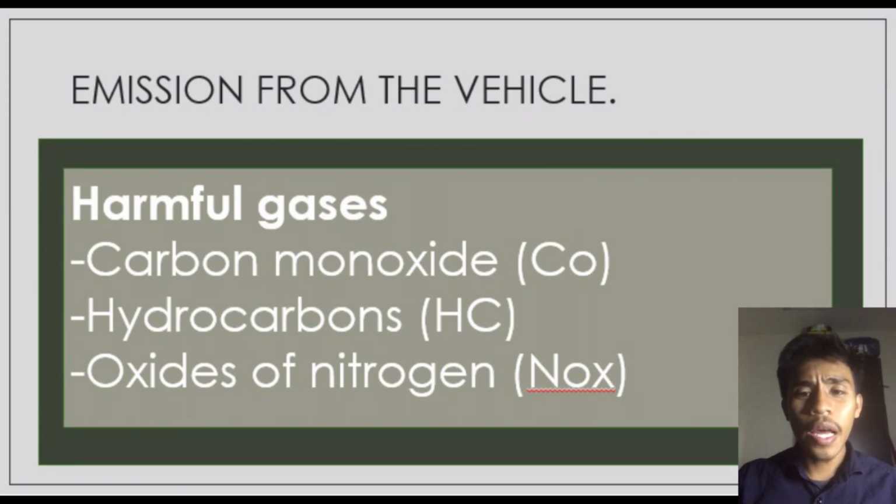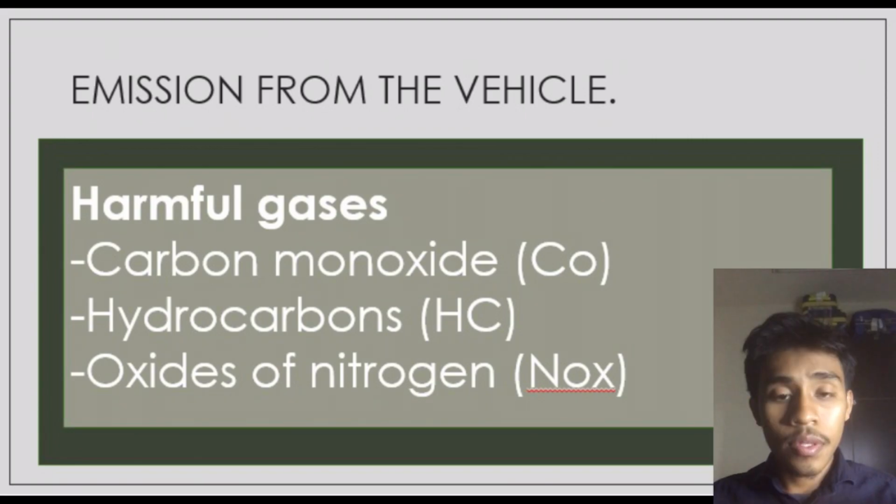Next is the oxides of nitrogen. For nitrogen dioxide, when the fuel is burned in the vehicle engine, high temperatures are reached. At this high temperature, nitrogen and oxygen from the air combine to produce nitrogen monoxide. When this nitrogen monoxide is released from the vehicle exhaust system, it combines with oxygen in the air to form nitrogen dioxide.